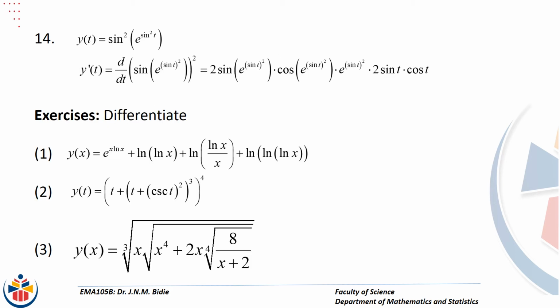Number 14, it's done for you. It's the chain rule. And then once you've done all these other 14 problems and you understand them, then do those 3 exercises. Kind of complex, but you can be able to manage them.